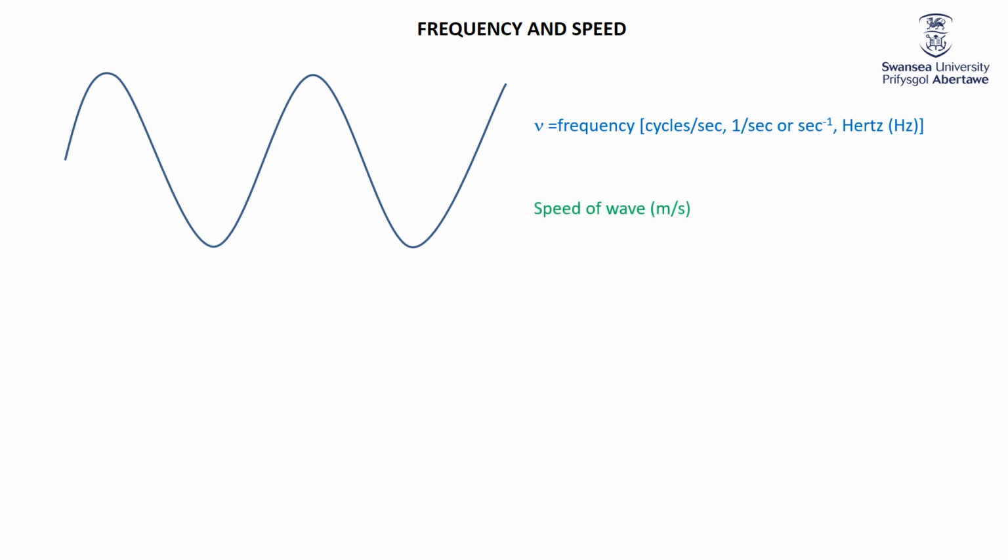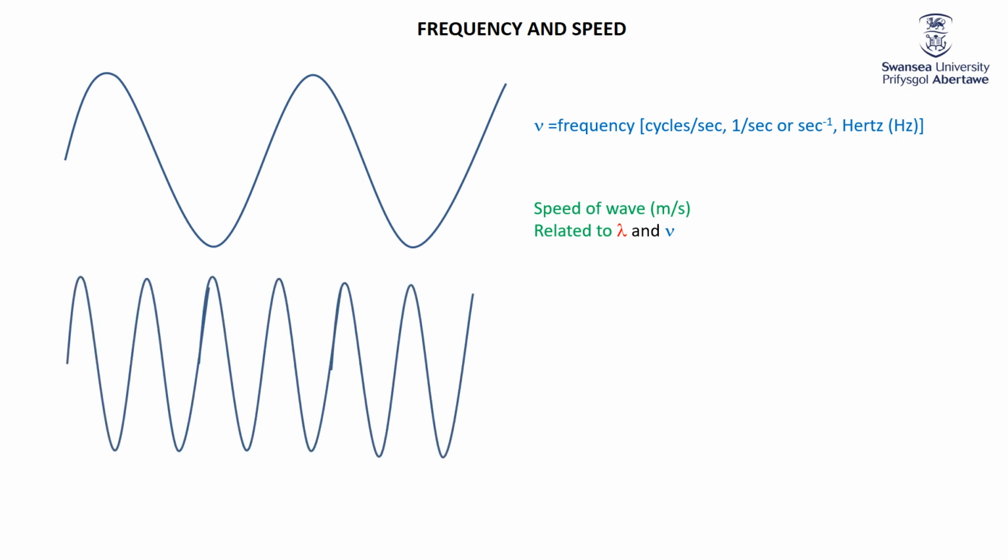Now, frequency and wavelength are related to the speed of a wave. Okay, and the best way I think I can do this as a PowerPoint is just to draw a different wave, and let's compare these two waves. Okay, now when you look at them, let's just say X and Y. X are the starting points, and Y here is after we've done one wavelength of this first wave.